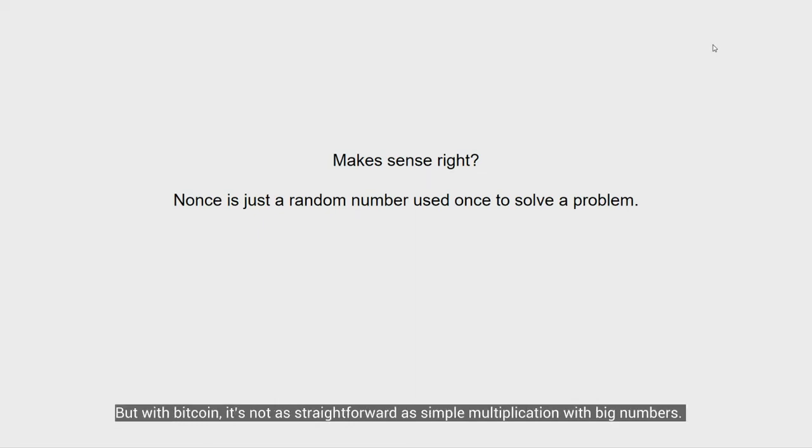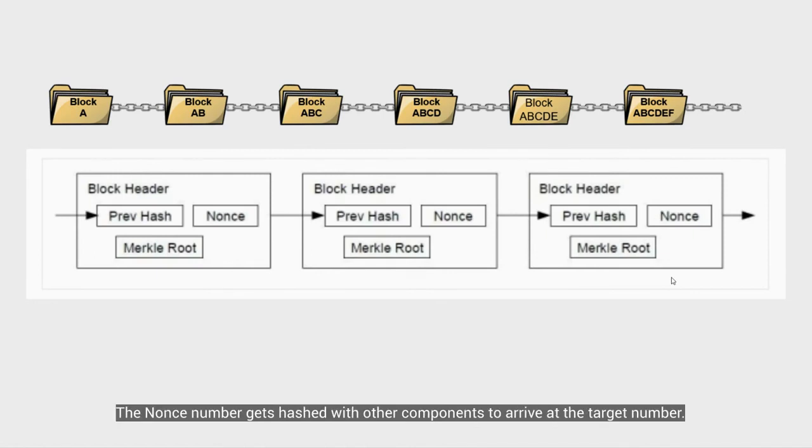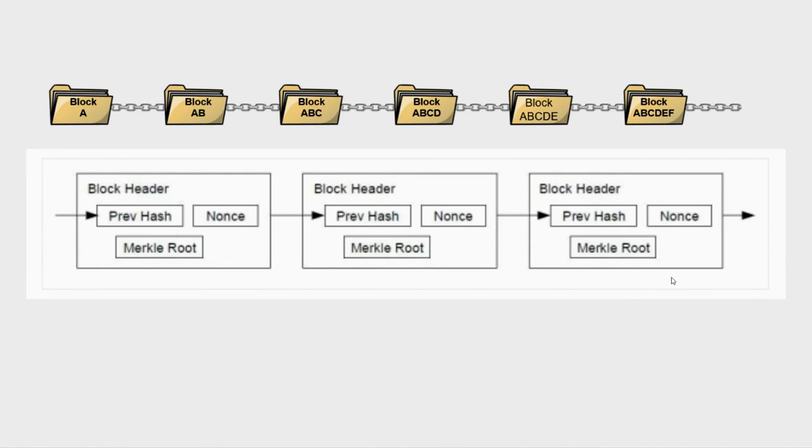But with Bitcoin, it's not as straightforward as simple multiplication with big numbers. With Bitcoin, it's all about hashing. So the nonce gets hashed with other components to arrive at the target number, similar to that lottery system that I just went over. But let's rewind a little bit and talk about Bitcoin block headers.